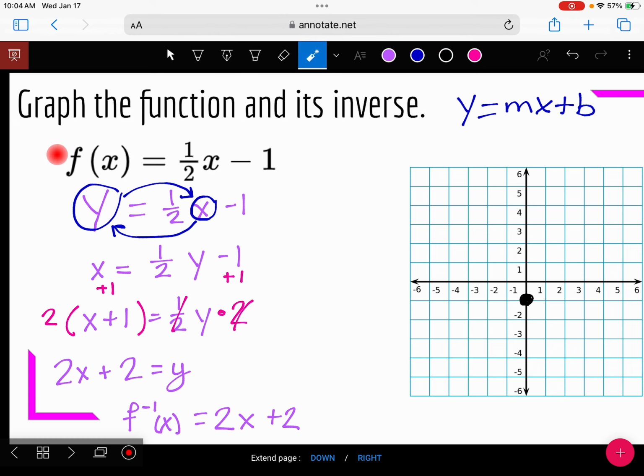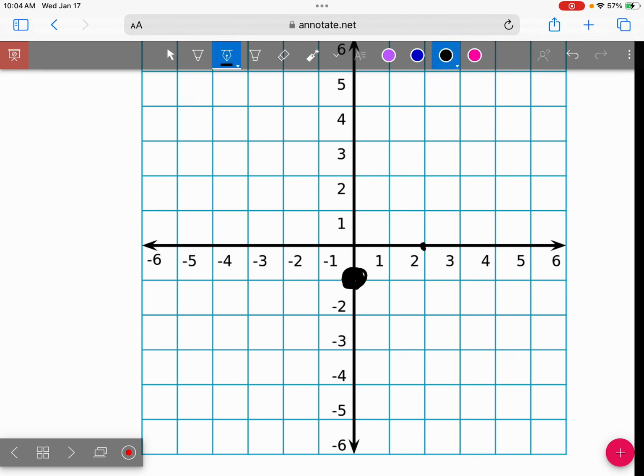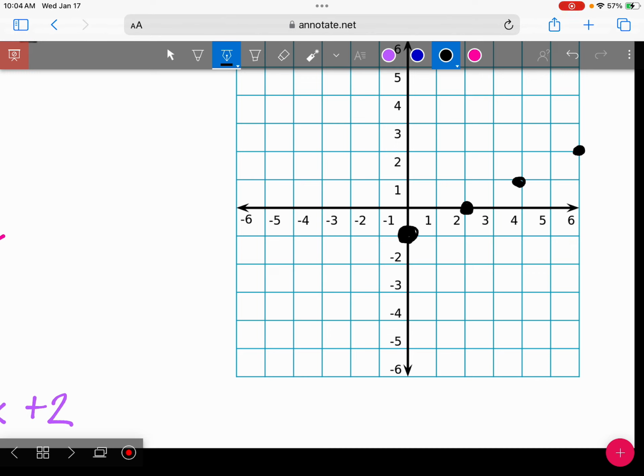On my f of x, how do I move to the next point? Go up 1, right 2. So we're going to go up 1, right 2. Up 1, right 2. The more points you draw, the easier it is to connect them up.